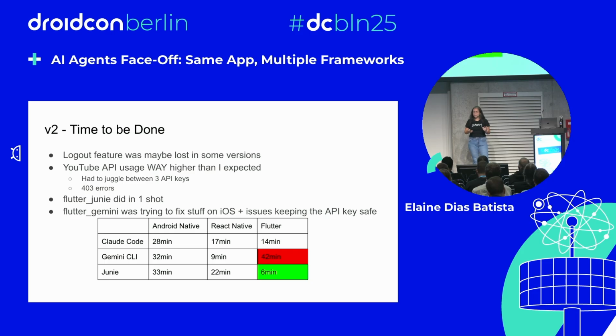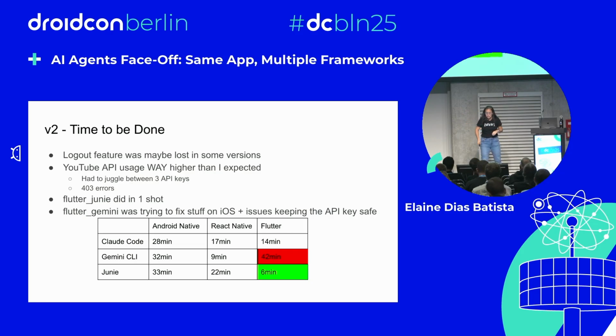And then I figured out, okay, maybe it's my quota. And yes, it was at 100%. So by the end of the project, I had to create 3 API keys and juggle between those to actually finish. Flutter Juni did it in one shot. I think there's maybe 2 more examples where I gave the guidelines, the requirements, and it just did it. So 6 minutes to do the feature.